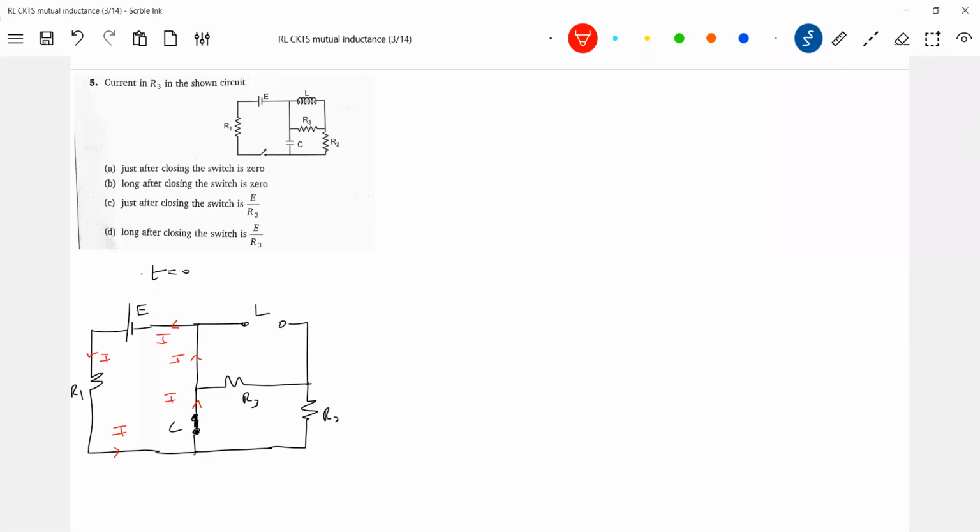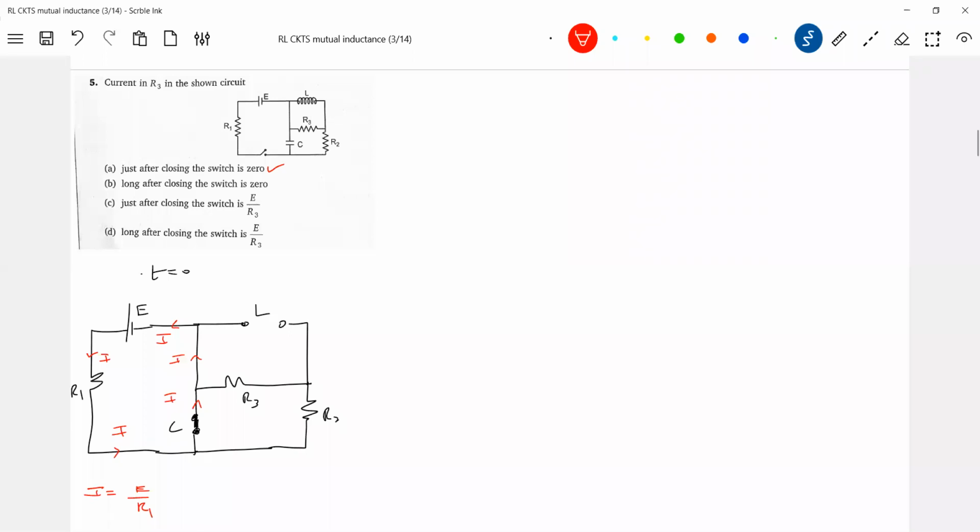What is the current it is asking? Current in R3 in the shown circuit. Where is R3? No current will flow through R3. So I is equal to E by R1. Let's keep it here: E by R1. And what is the current in R3? It will be 0 just after closing the switch. I'll pick up this option.